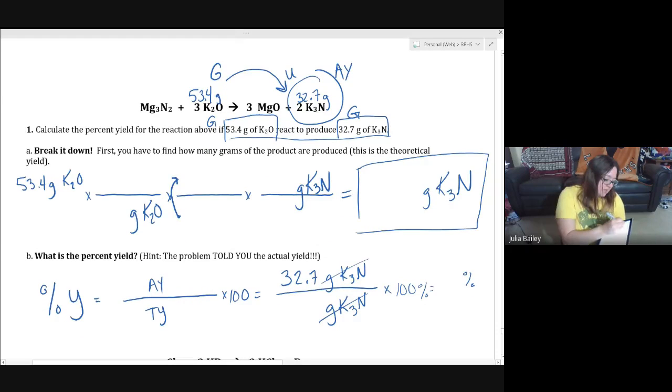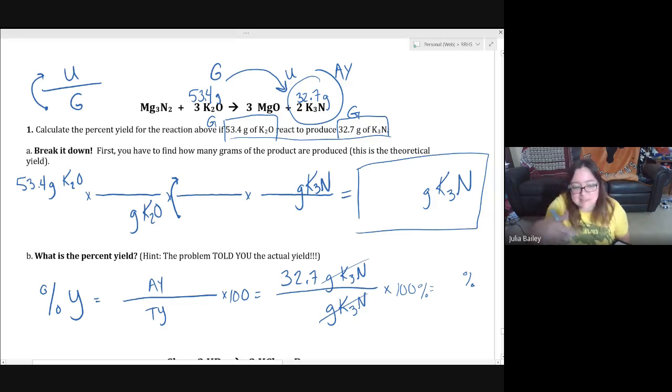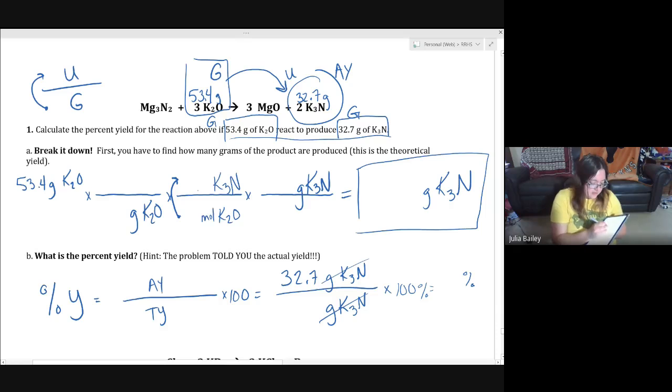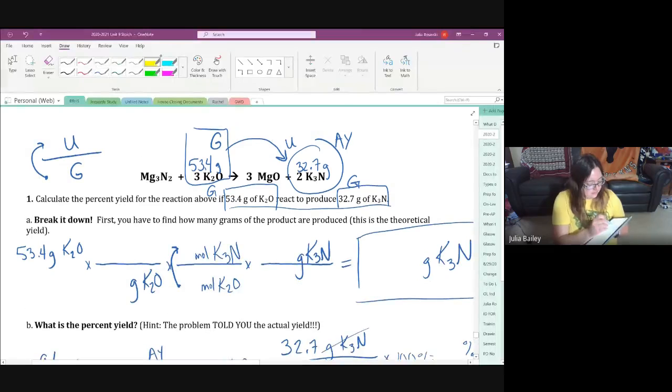Okay. Remember, your given should always be the bottom of your mole bridge fraction, into the unknown on top of the mole bridge fraction. So that means our given was K2O. Our unknown is the K3N, and it's a mole bridge. So those need to be moles in both of those places, because it's not a gram bridge. It's a mole bridge. In your mole bridge, remember, the numbers that go in are the coefficients of the reaction.